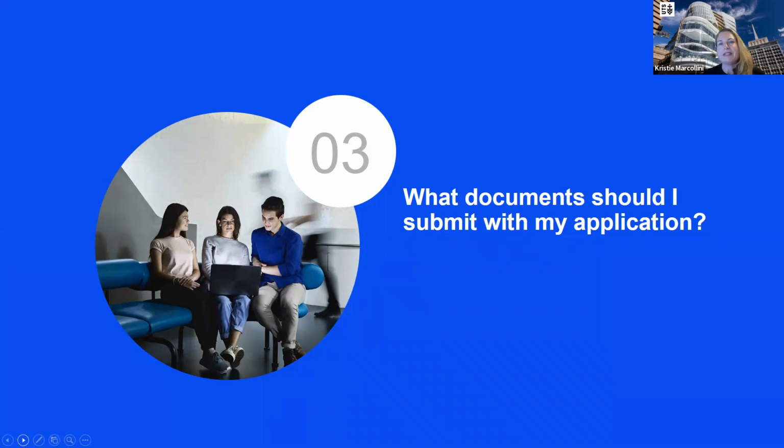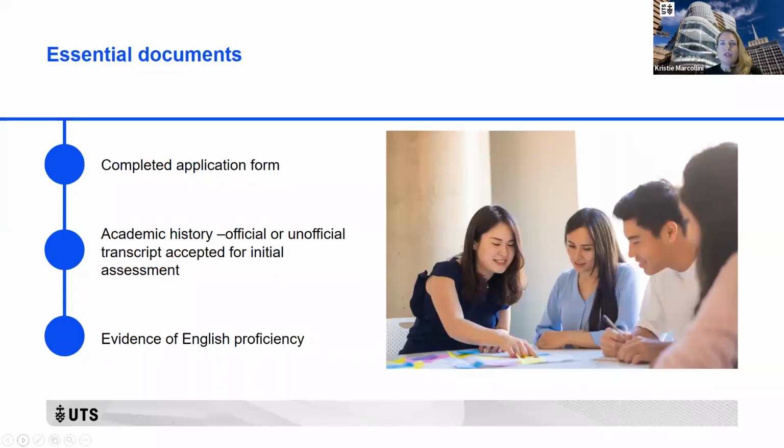So what documents should you submit with your application? Let's see. There are a few essential documents. You need to have the completed application form. That's essential. It has the terms and conditions, and the information that you need to give the university to start considering your admission.